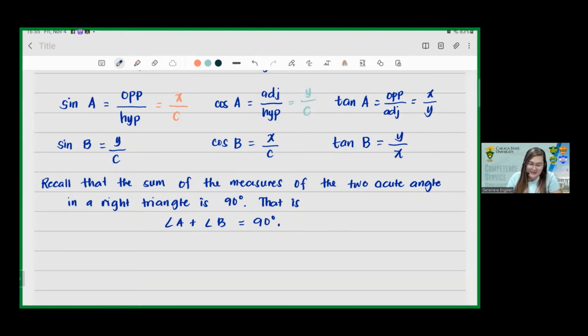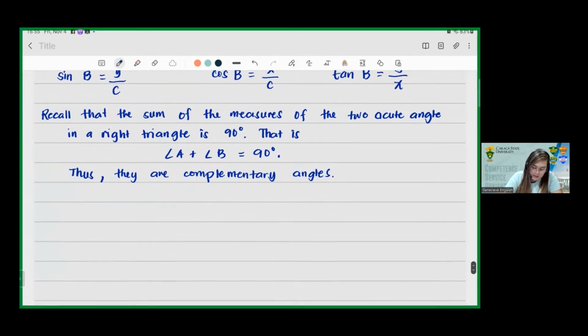Okay, very good. Complementary angles. So thus they are complementary angles. Okay, if the sum of the two angles is 90, then they are complementary angles. So again, they are complementary angles if their sum is 90 degrees. So, we have a theorem here.